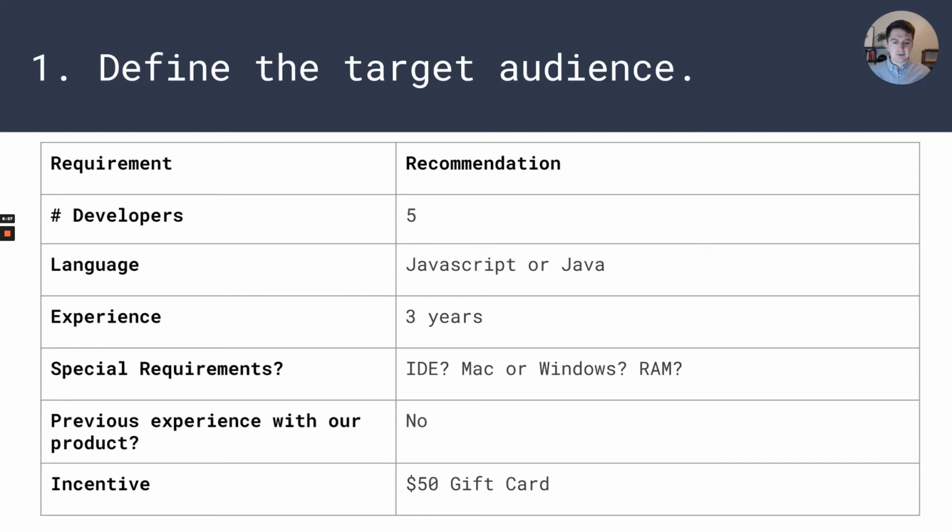Now, special requirements. This includes things like IDE or platform or RAM, right? So if you're doing a machine learning API or something and you need a big video card to get started, just make note of it, because you don't want to waste your time recruiting people who are on a MacBook Air and can't run it anyway.